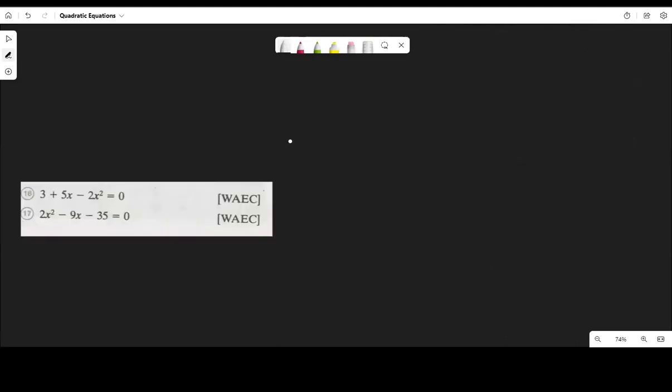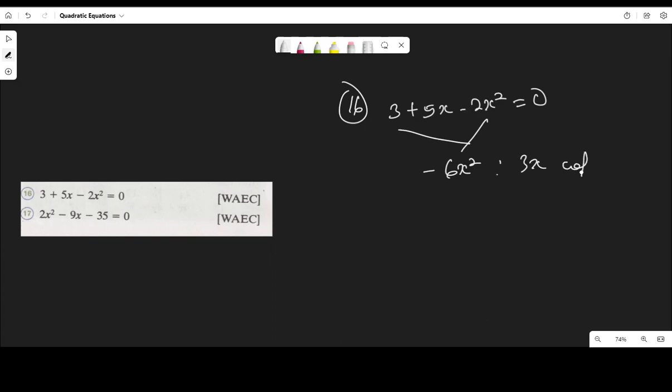An example, these are past questions actually. 16 and 17. Let's work on 16 first. 3 plus 5s minus 2s squared equal to 0. This times this gives us minus 6s squared. There are two factors of minus 6s squared that can add up to 5. Let's get 3s and 2s.